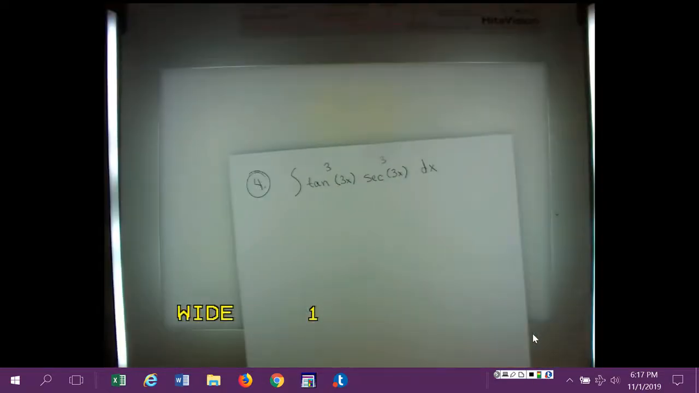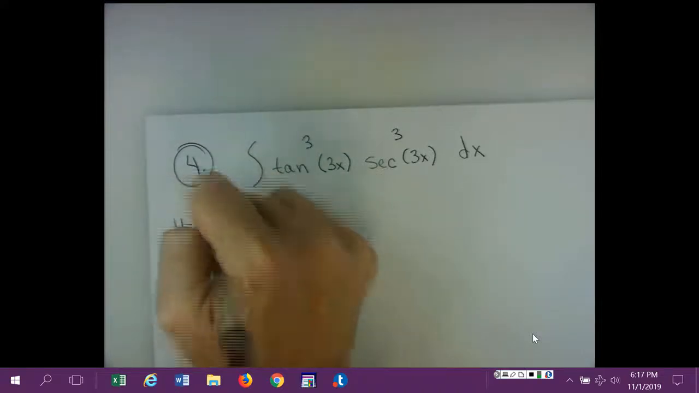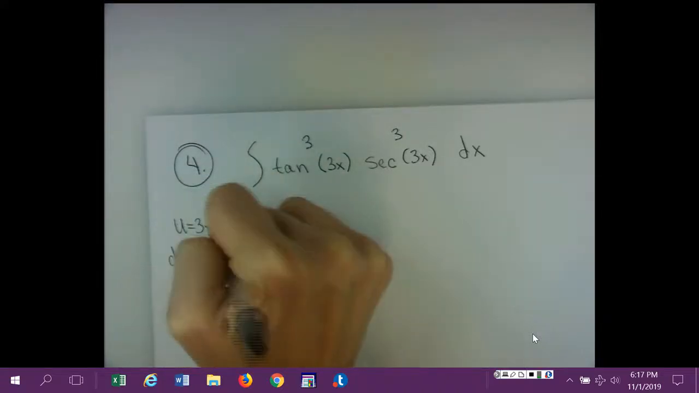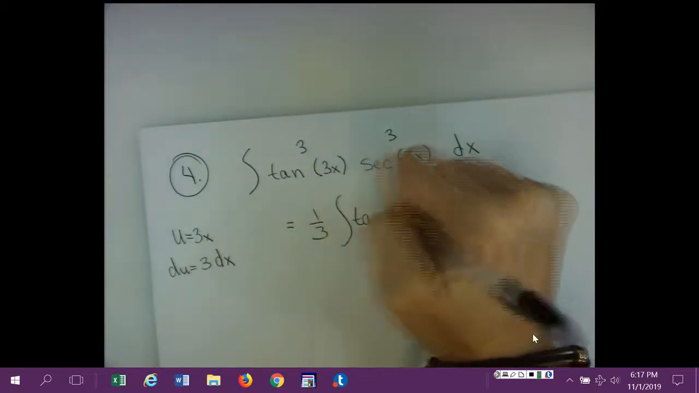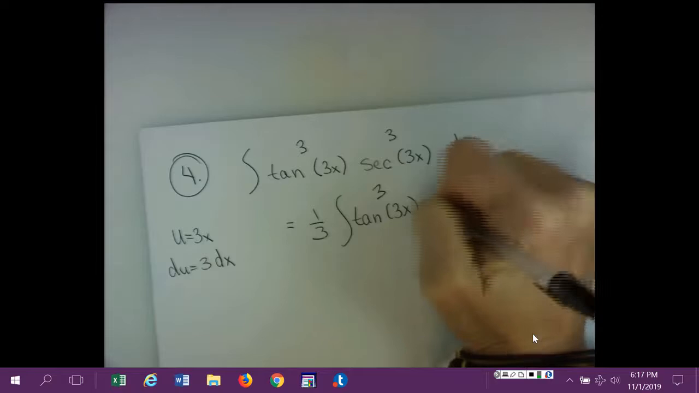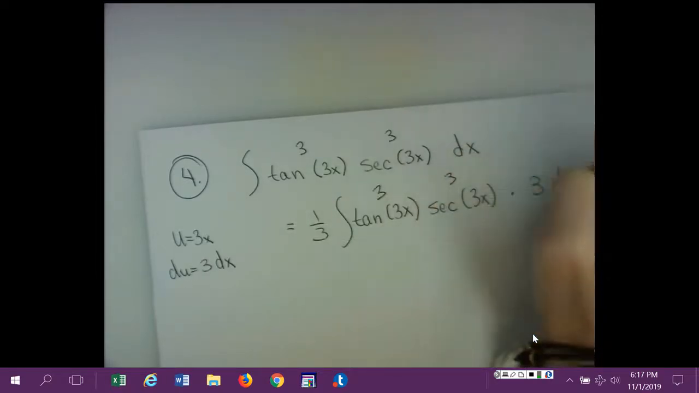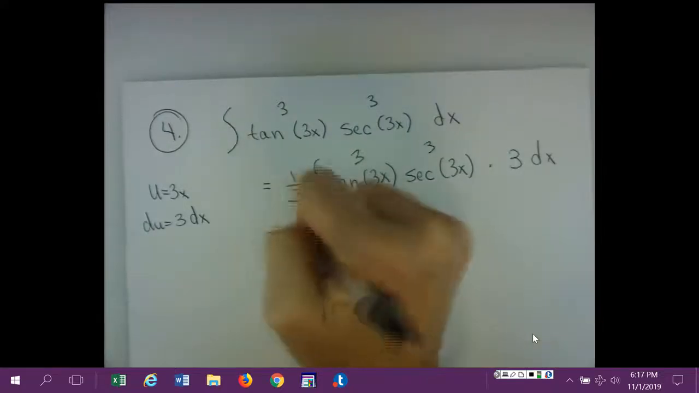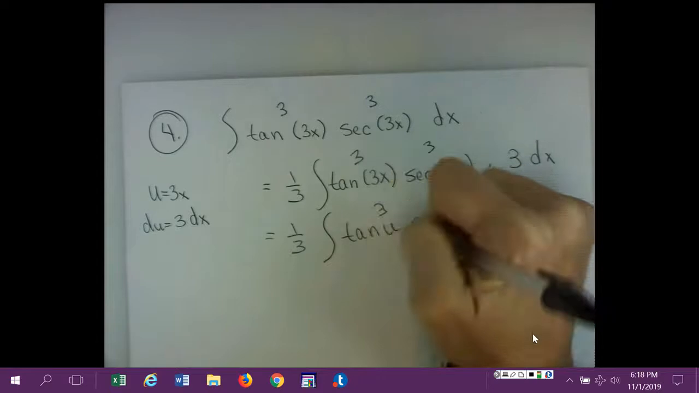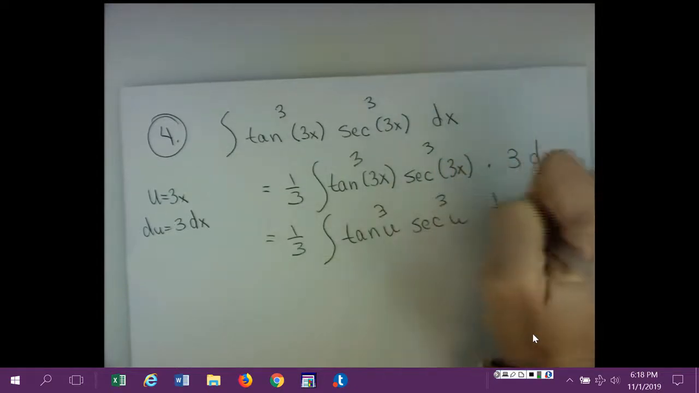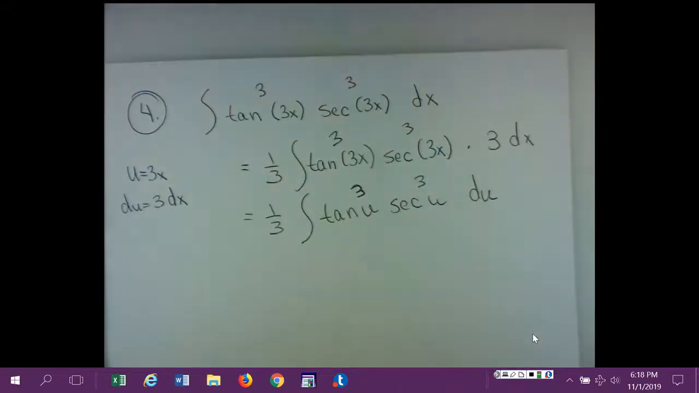You would have to do your u sub first. So u is 3x and du equals 3 dx. And obviously you put a 1/3 on the outside. And then a 3 dx here, 3 times dx, so that you can change that over to u. Once you change it to tangent u cubed times secant of u cubed, you're ready for the table because you're in standard form. The table from the formula sheet is on the first page.